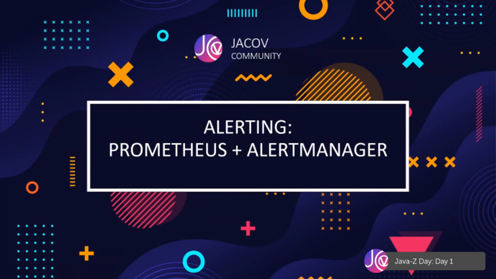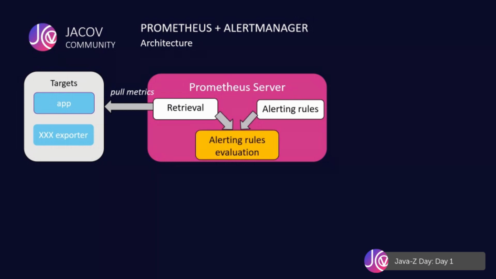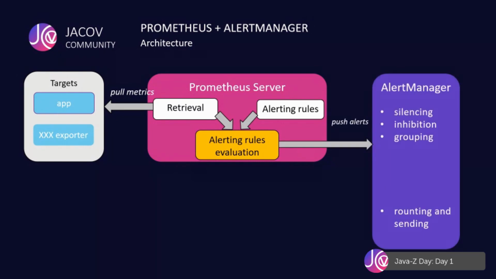Now we'll discuss alerting capabilities of Prometheus and ALERTMANAGER. We already know that metrics are pulled from targets and that alerting rules are defined in Prometheus Server. Prometheus evaluates rules and sends alerts to ALERTMANAGER. Then in ALERTMANAGER, we can define the actions and manage alerts.